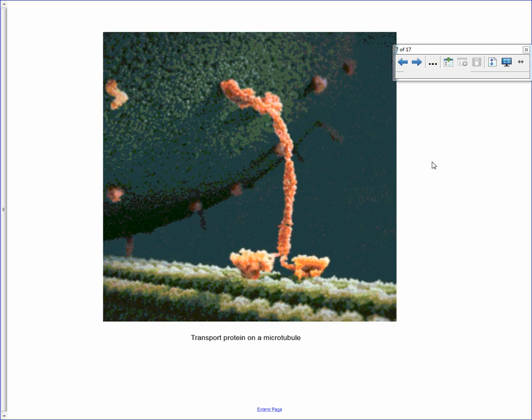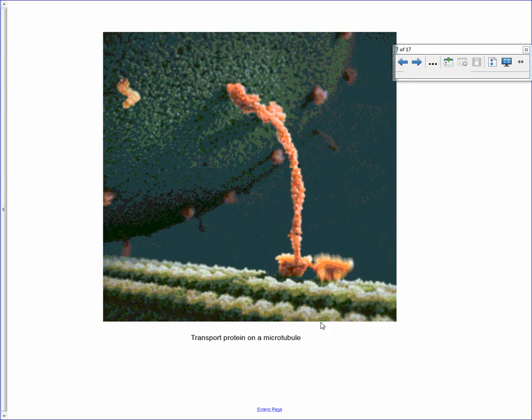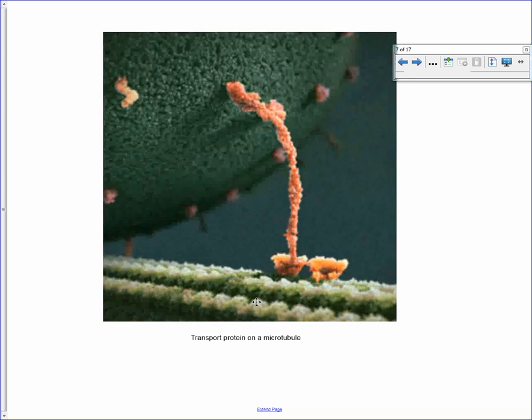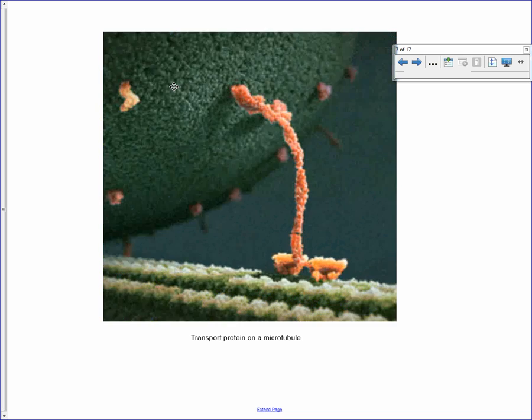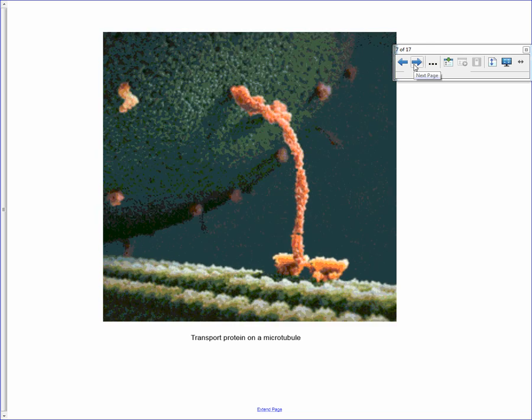Oh, here's a cool little example. I don't know if it's showing up too well. This is a motor protein that's walking along a microtubule and carrying some kind of vesicle that has maybe some chemicals inside it that the cell needs elsewhere.